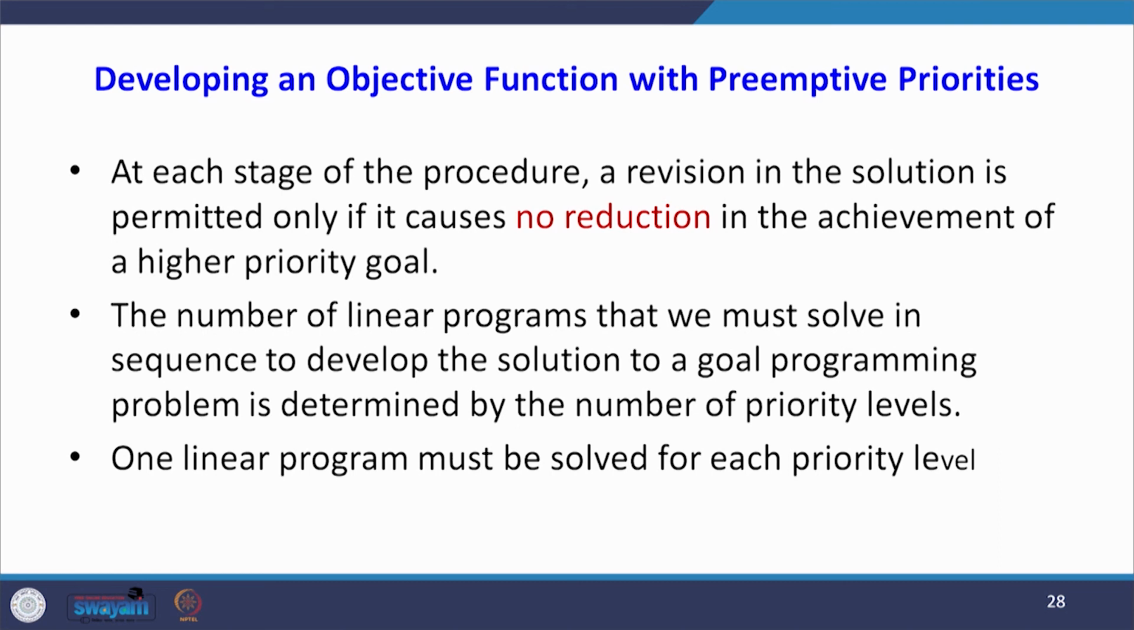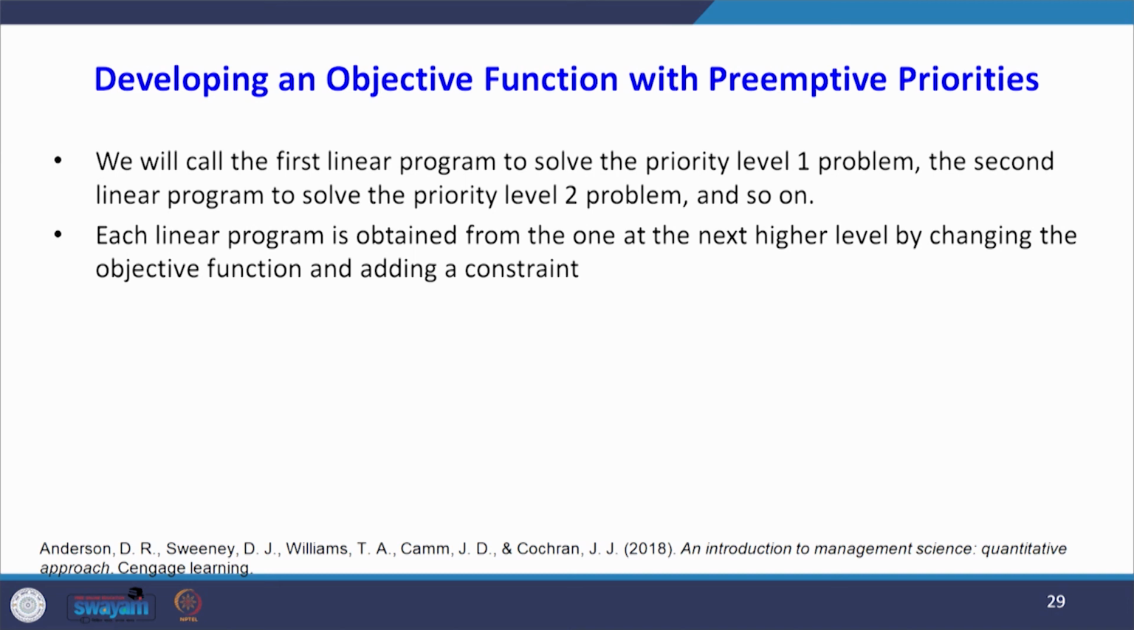The number of linear programs that we must solve in sequence to develop the solution to a goal programming problem is determined by the number of priority levels. In our problem, we have two priorities, P1 and P2. So, we have to solve two times. One linear program must be solved for each priority level. We will call the first linear program the priority level 1 problem, the second the priority level 2 problem, and so on.